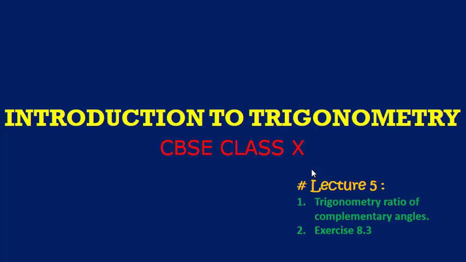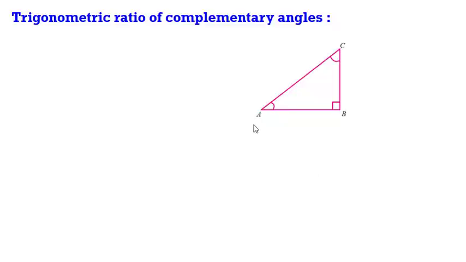This is Rajesh. In this lecture we are going to see trigonometric ratios of complementary angles and solve exercise 8.3. Now here you can see triangle ABC. In triangle ABC, angle B is 90 degree.